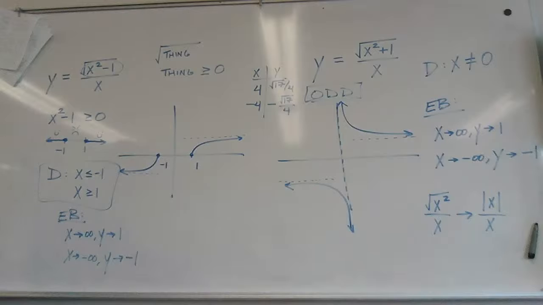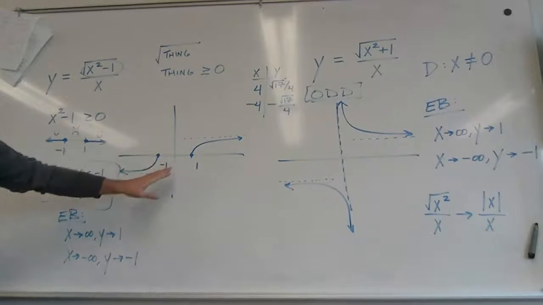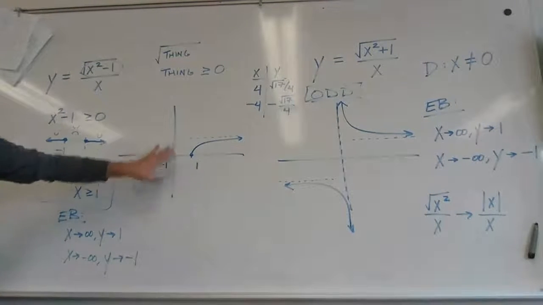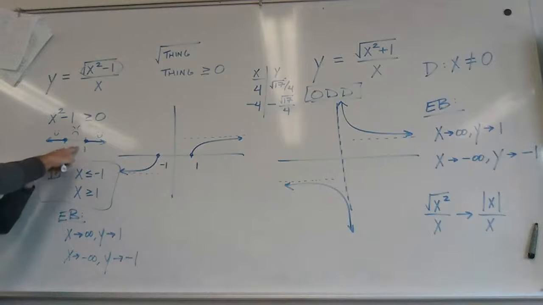By the way, does anything get graphed in here between -1 and 1? No, it's not in the domain. No man's land.